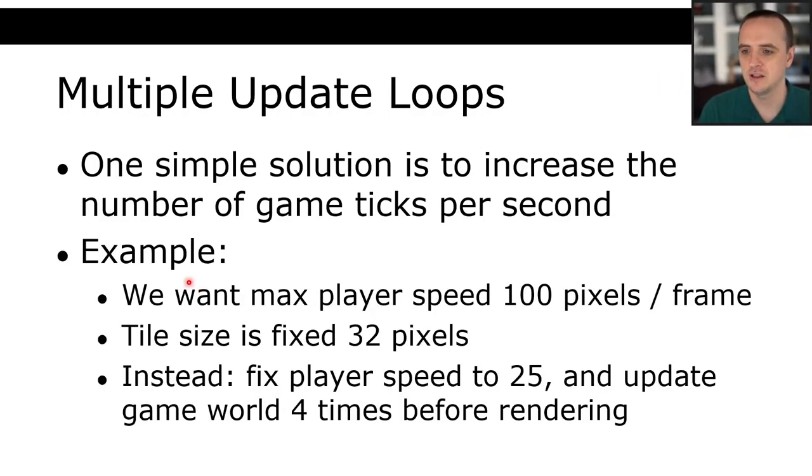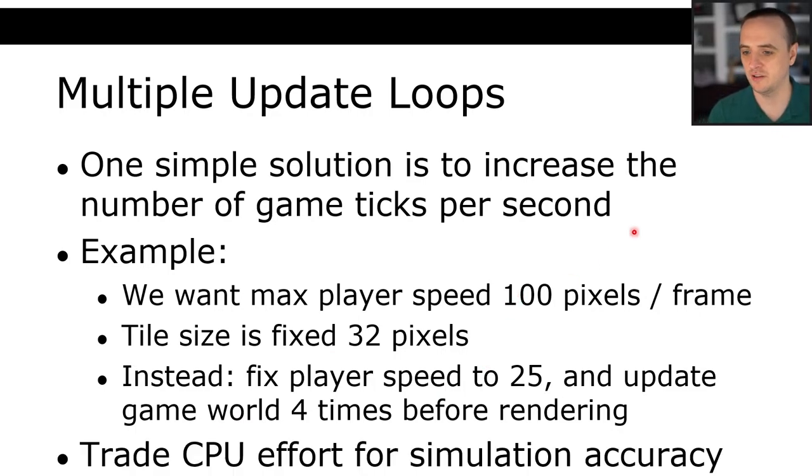For example, let's say that we want our player to be able to travel at 100 pixels per frame, but our tile size is fixed at 32 pixels wide. If I travel at 100 pixels per frame, I could go through a tile without ever realizing it. So instead, we can fix the player speed to 25 pixels per frame, but do 4 game world updates before rendering it. And so we're trading CPU effort for simulation accuracy.